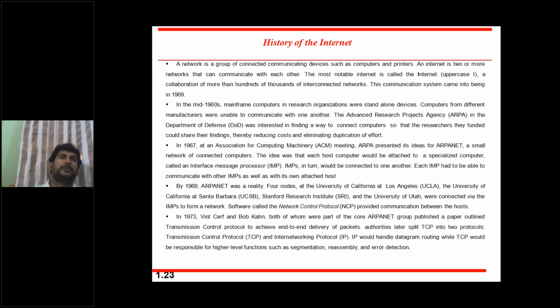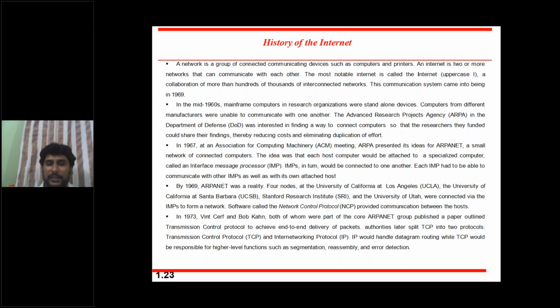Coming to the history of the internet, the necessity of connecting different devices in a network was identified in the early 1960s. What happened was the US Department of Defense was conducting research and was using the services of different universities. But all those universities were isolated and did not have any kind of connectivity. This resulted in duplication of work and delay in the total progress.